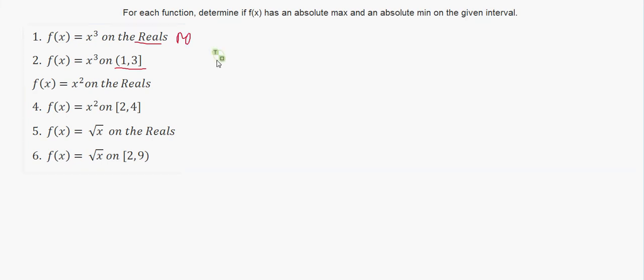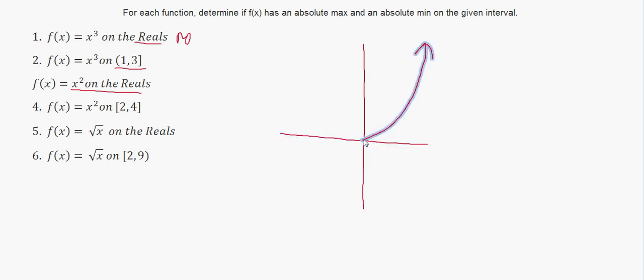x squared on the reals. x squared looks like a parabola. Well, it doesn't look like a parabola, it is a parabola. There is no absolute maximum because this thing goes up forever on both sides, so there is no point that's higher than all the other points. But there is an absolute minimum right there. 0 is the lowest y value this thing ever reaches. So 0 is the absolute minimum.